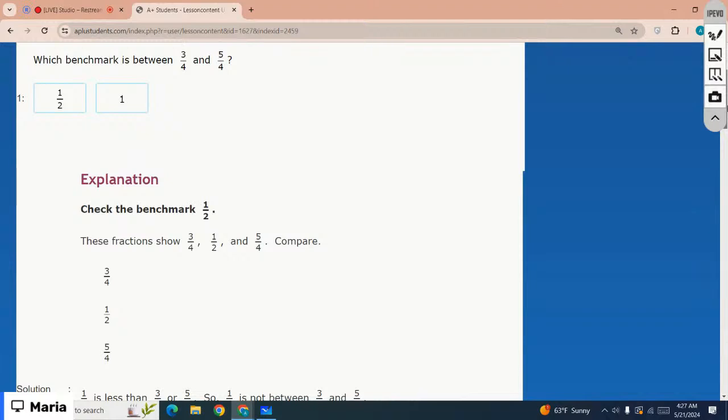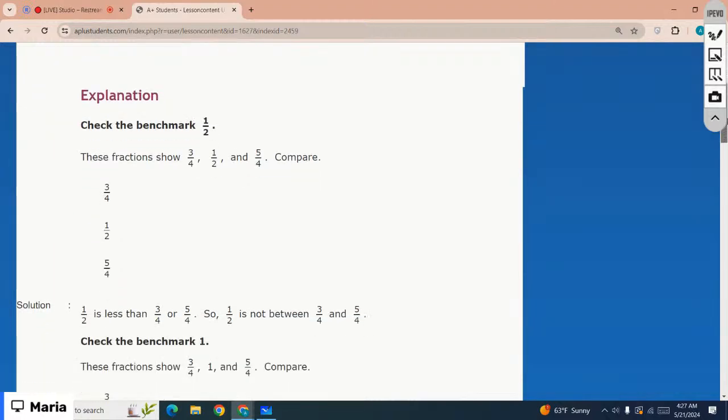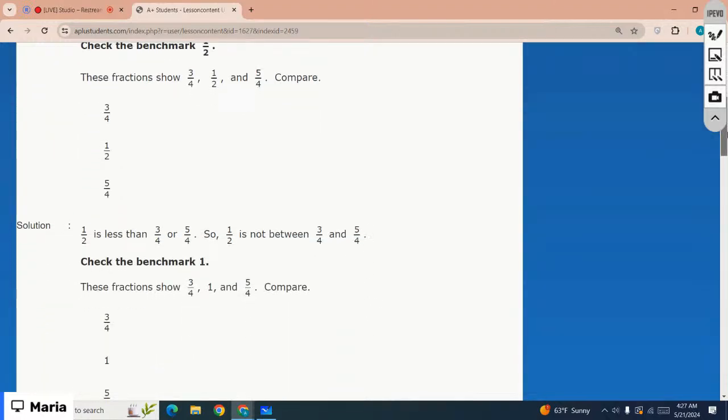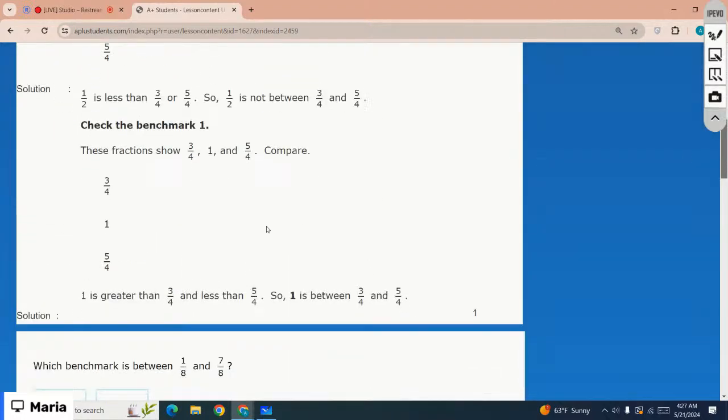So basically, 1 by 2 is less than 3 by 4 and 1 by 2 is less than 5 by 4. That means 1 by 2 is not in between 3 by 4 and 5 by 4, right? The one that is in between is 1. How? Because when the numerator is greater than the denominator, that means the fraction is greater than 1. 3 by 4 is less than 1 and 5 by 4 is greater than 1. So 1 is between 3 by 4 and 5 by 4.